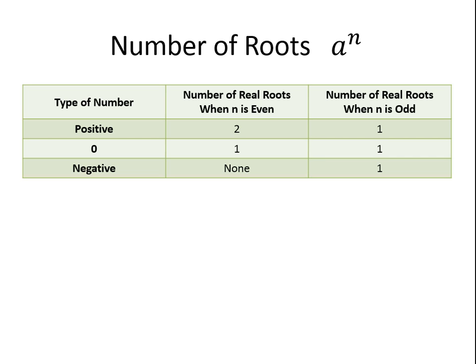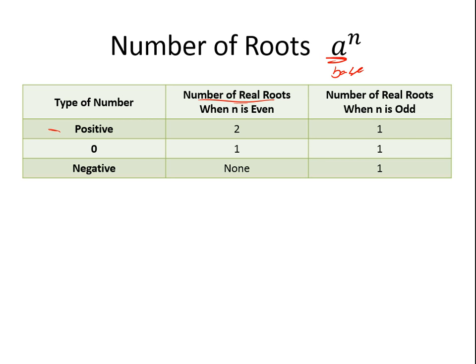So if you have a number, which we'll call the base, which is the a here, this would be called your base, to some number. If the base is a positive number, then you're going to have some sort of roots. If it's 0, then you're going to have one root, and if it's a negative, you're not going to have any roots, if the power you're taking it to is an even power, or the root you're taking.